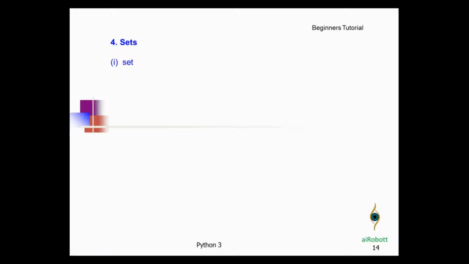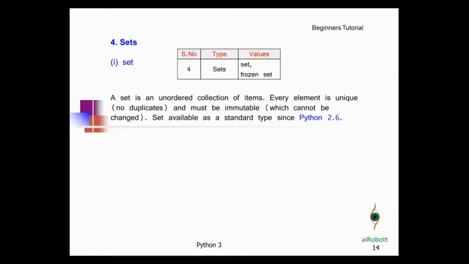In the sets data type, there are two sub data types: one is set and the next one is frozenset. A set is an unordered collection of items. Every element is unique, with no duplicates, and the elements of a set are immutable, which cannot be changed. Set is available as a standard data type since Python 2.6. The set itself is mutable. We can add or remove items from it.